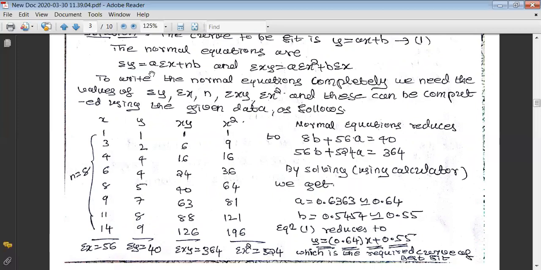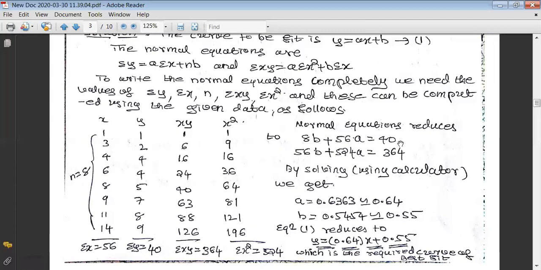And the first normal equation is this one. First I will write from the RHS, the second term, n into b, and n in this case is 8, so 8 into b. Then it is summation x into a. Summation x is 56, so 56 into a, equal to our LHS, that is summation y.